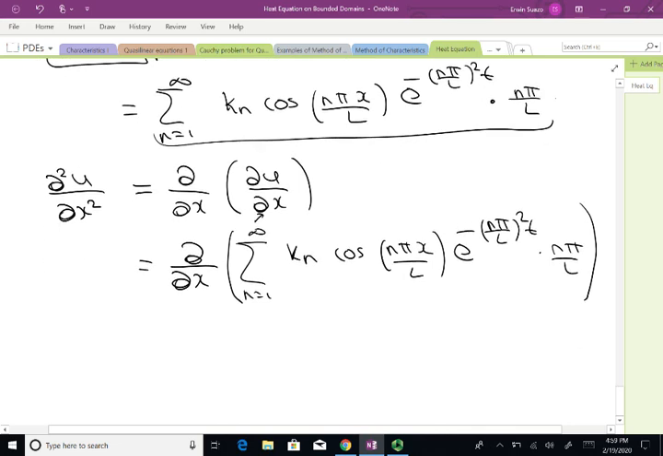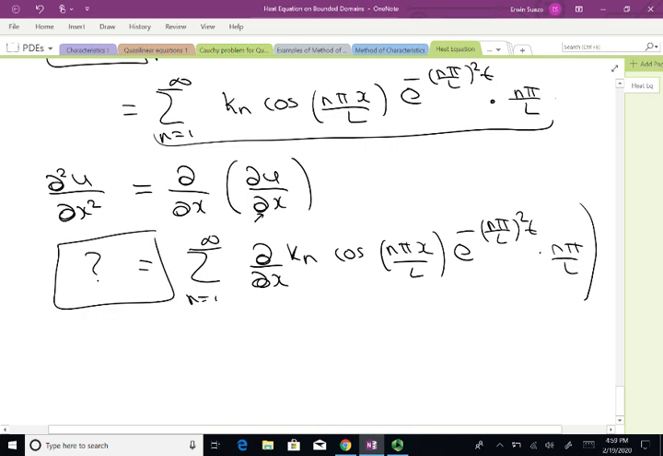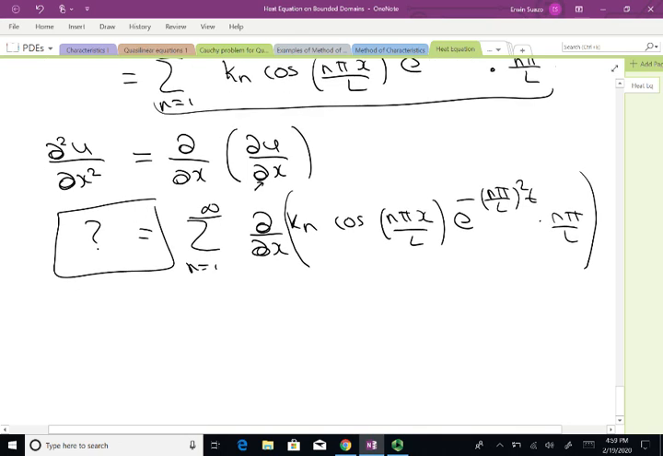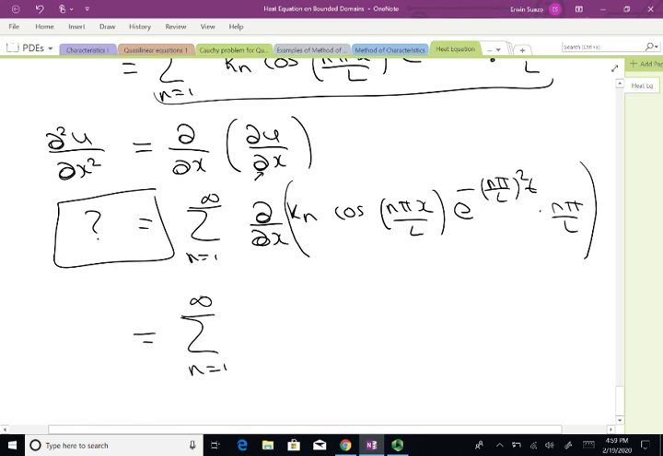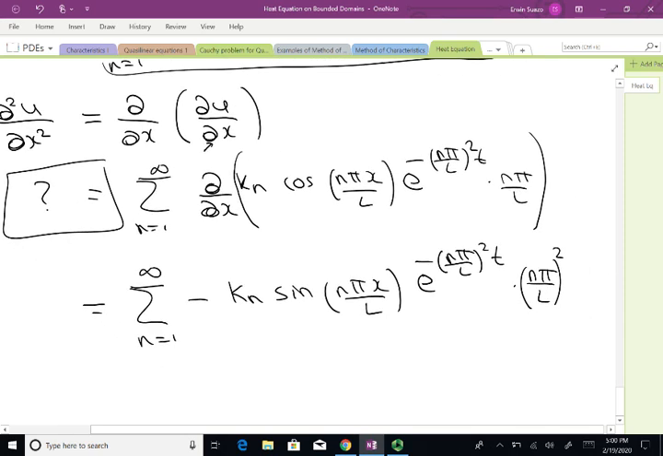Now I'm going to interchange the derivative with the sum. So let me just this time interchange it. So sum n equals 1 to infinity of the derivative with respect to x, and this is the question mark, right? Can we interchange the sum with the derivative? So we get this guy, right? Oh no, sorry. So the derivative with respect to x will be minus k to the n sine n pi x over L, e to the minus n pi over L squared t, times the derivative of the inside, so that will be n pi over L. Okay?